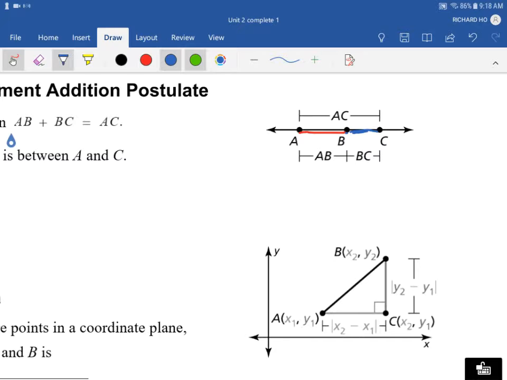You have this blue part here. And then you have the whole thing here. So the way you write this out, the red one plus the blue one is equal to the green one. So this is what we're going to be doing for the first part of class today.